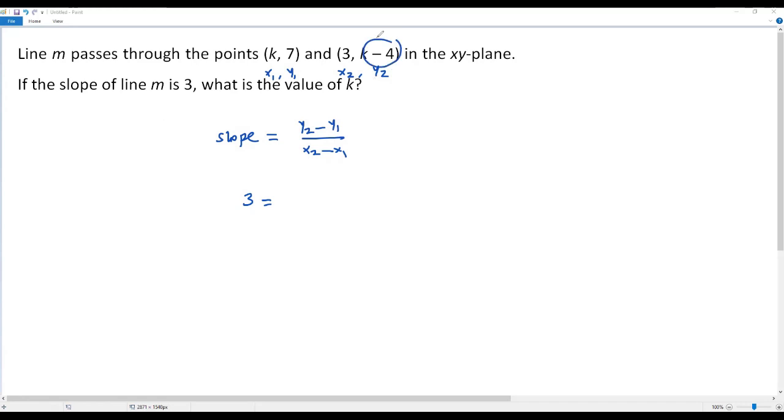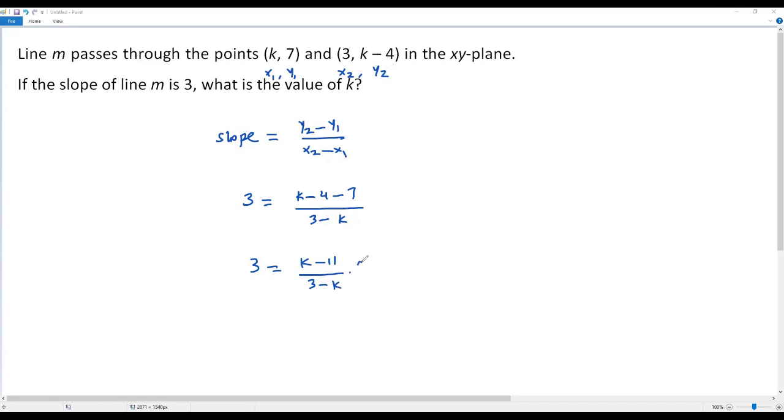given. The value of y2 is k − 4 and the value of y1 is 7. The value of x2 is 3, minus the value of x1, which is k. So 3 equals (k − 4 − 7) over (3 − k). When I combine these two values, I am getting −11 divided by (3 − k).